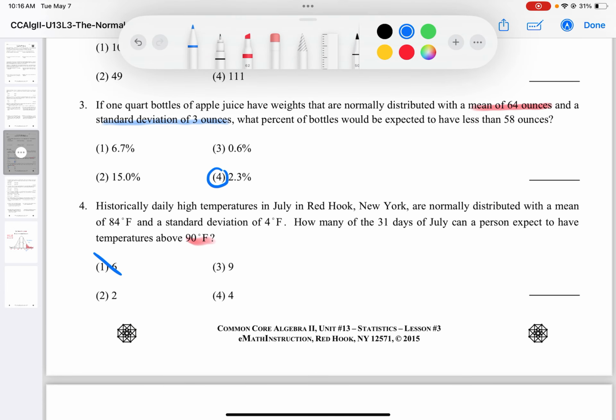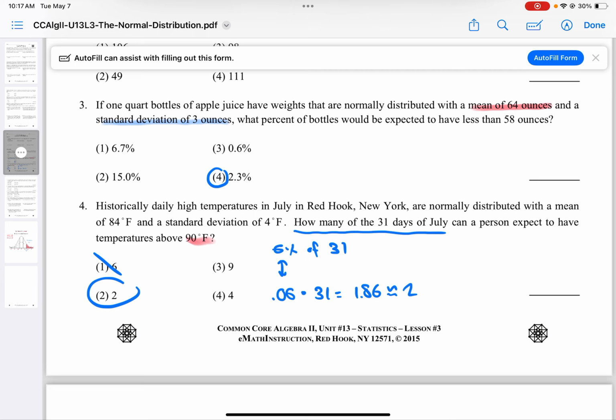Not the right answer, though, because I want a physical number here. I want to know how many of the 31 days. So I need to know what 6% of 31 is. Okay, well, I need this to be converted to a decimal. So 0.06 times 31. And if you multiply that out in your calculator, you get 1.86, which is around 2 days. So now I know I could expect 2 days of above 90 degree weather in July, which is pretty good because it's not like 103, which is very hot.